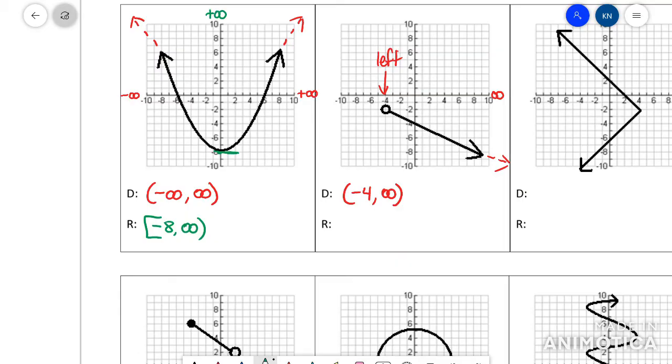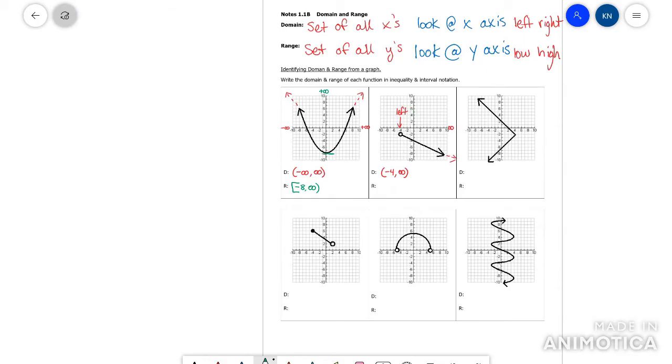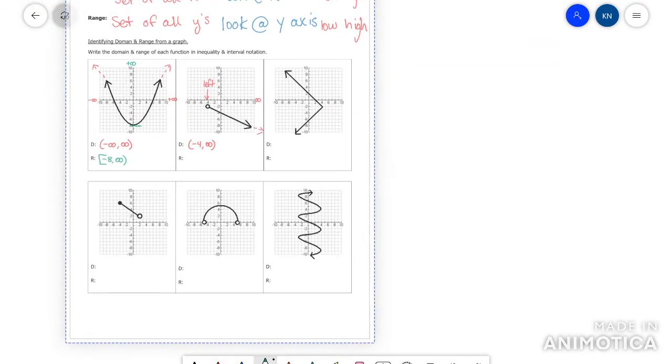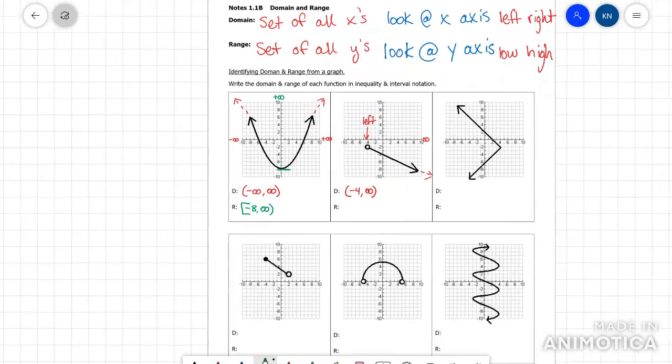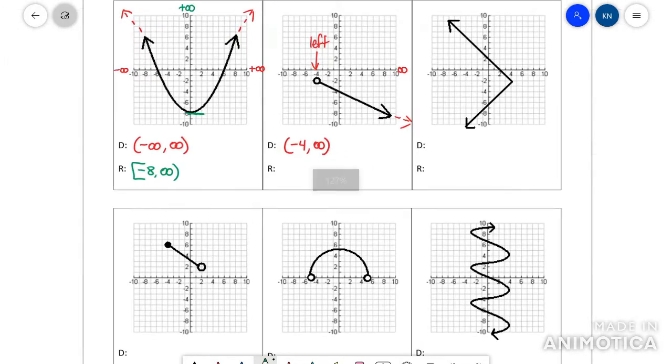So the lowest that it goes, if it goes down forever because of this arrow, oh boy. When it goes, just cooperate, please. Okay. When it goes down forever, it goes down to -infinity. So that's how I would start my range here, -infinity. And then how high it goes, well, this is the highest that it goes right here, -2. And it's an open circle there, so I'm going to use a parentheses.